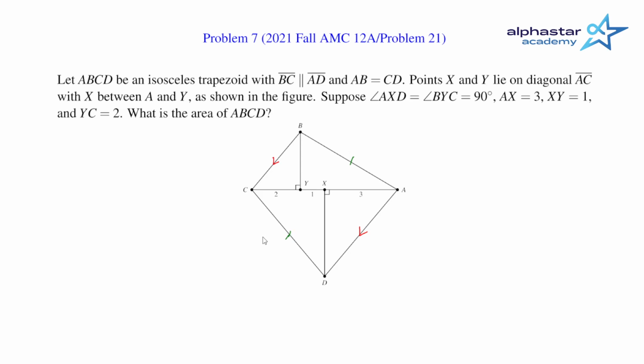Points X and Y lie on diagonal AC with X between A and Y as shown in the figure. And suppose angle AXD equals angle BYC equals 90 degrees as shown in the diagram. AX equals 3, XY equals 1, and YC equals 2. What is the area of ABCD?